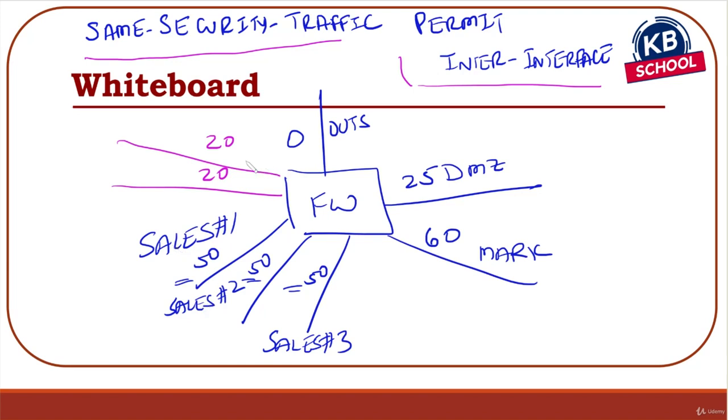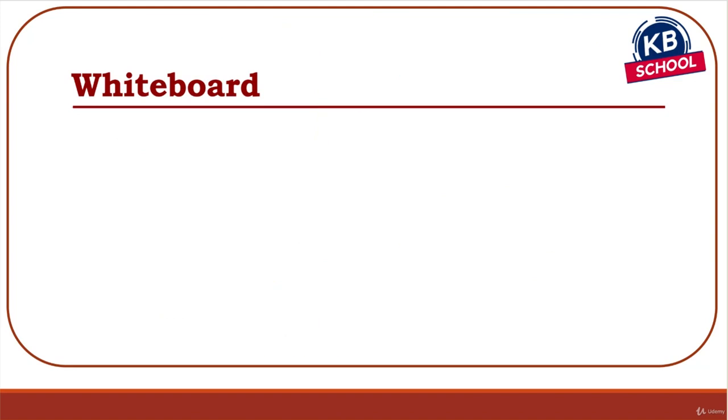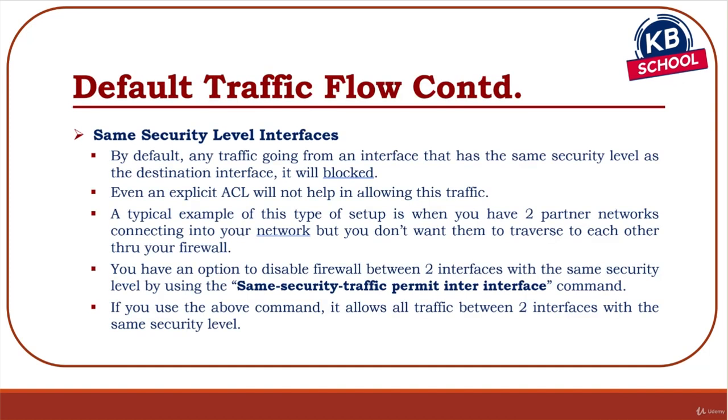I do have the ability to put an ACL to control them then, but by default, when you put this command in, they will be able to talk to each other without any ACL. So it's two extremes. You either allow all traffic or you allow no traffic. Okay. Now, again, even if you allow all traffic, you do have the ability to use an ACL to control it. So that's this part over here that I'm explaining with the same security level, and the interface I put in over there as well. If you use the above command, it allows all traffic between two interfaces with the same security level. You do have the ability to use an ACL to control it if you want to.